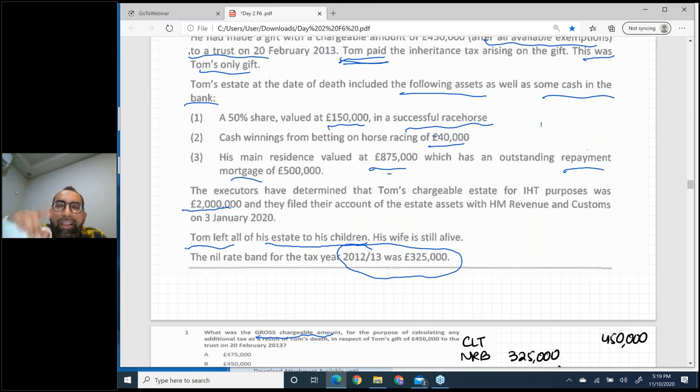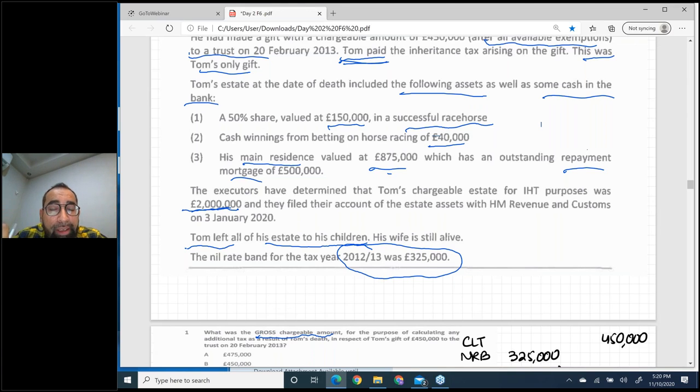Please open your eyes. This guy died on 1st May 2019, which is after 6th April 2017. First condition met. Second condition: the death estate includes the main residence. Third condition: he is giving the main residence to a lineal descendant, in the generation downward, and his total chargeable estate is greater than £325,000. So all conditions have been met for residence NRB.